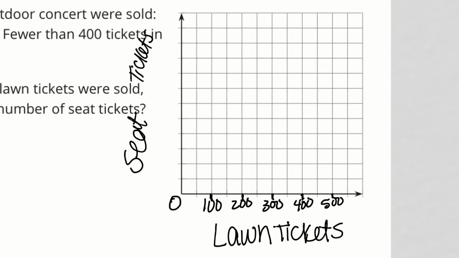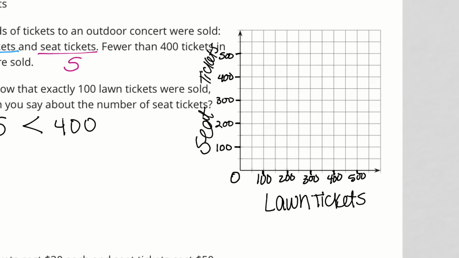Okay, we're going to do the same thing on the y-axis. So here is 100, 200, 300, 400, and 500. Okay, how do I graph that inequality?